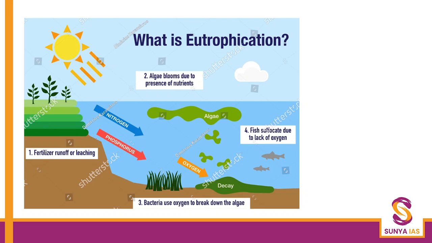All right. This is the process of eutrophication. You have fertilizer runoff which is happening, nitrogen and phosphorus. This was basically asked by the question. And then algae will grow. And bacteria use the oxygen to break down the algae. Because of this, there is lack of oxygen. Ultimately fishes and the other biodiversity will die.